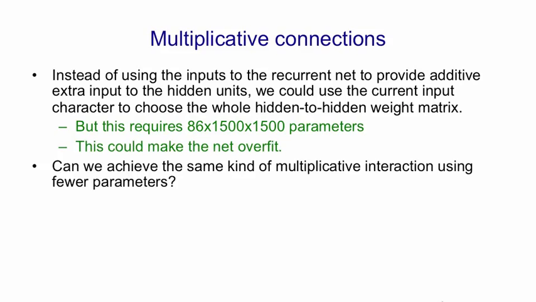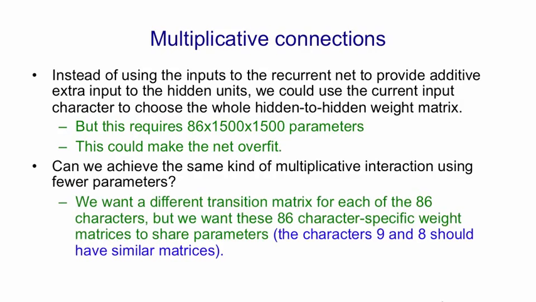So the question is, can we achieve this kind of multiplicative interaction where the character determines the hidden to hidden weight matrix using many fewer parameters by making use of the fact that characters have things in common? For example, all of the digits are all quite similar to each other in the way in which they make the hidden state evolve. So we want to have a different transition matrix for each of those 86 characters, but we want those 86 character-specific weight matrices to share parameters. And that's a reasonable thing to do because we know that characters 8 and 9 should have very similar transition matrices.